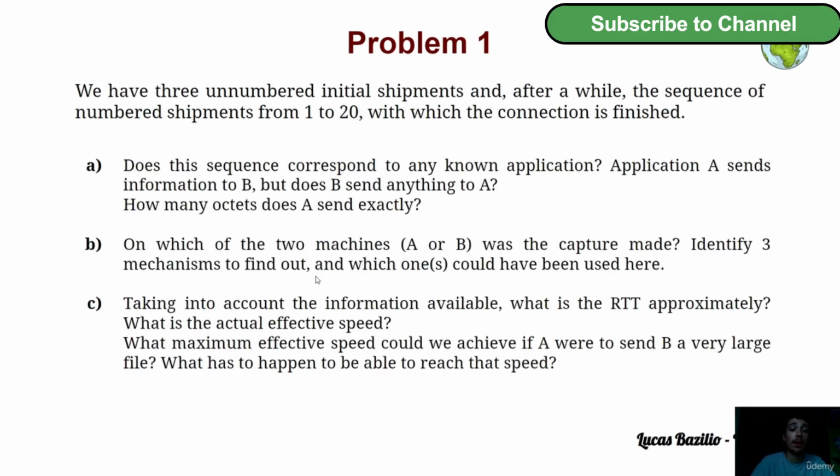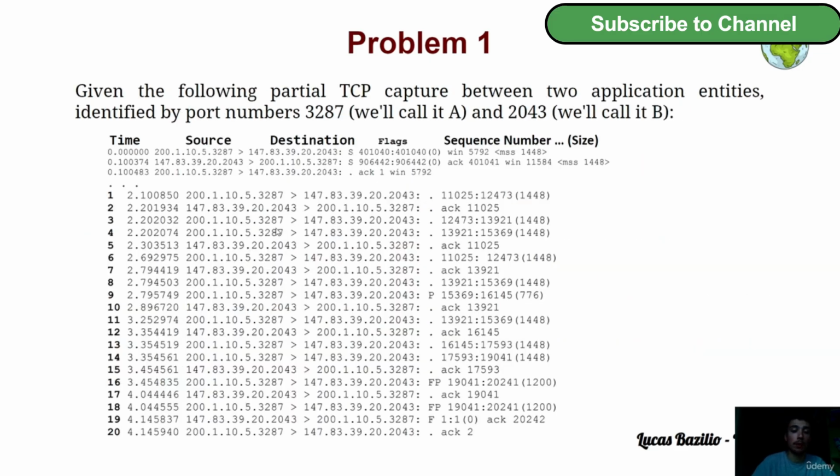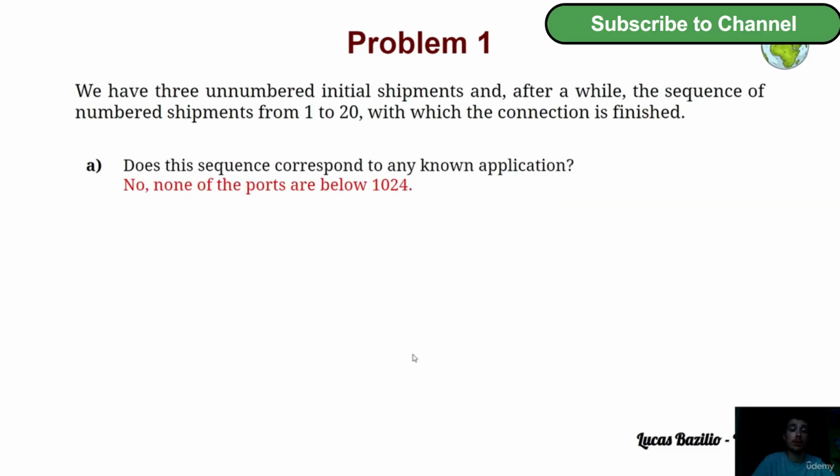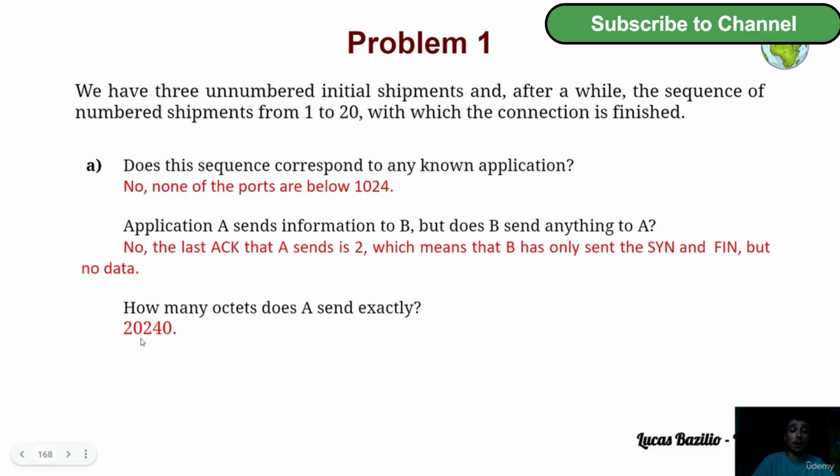And how many bytes or octets did A send to B exactly? We only need to look at the last acknowledgement from B, which is here, and look at the confirmation number, and we need to subtract 1 for the finalization and 1 for the synchronization. And so this gives us 20,240 bytes, which is the number of octets that A has sent to B.